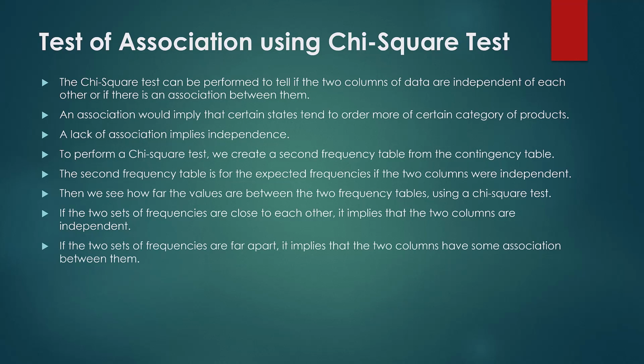On the other hand, if the two sets of frequencies are far apart from each other, that implies that the two columns have some association between them, that they are not independent. Now, the chi-square test can be performed in Excel using a function called CHISQ.TEST.